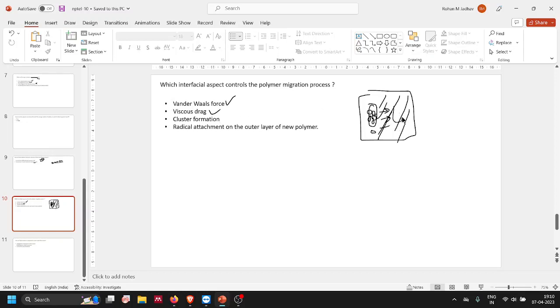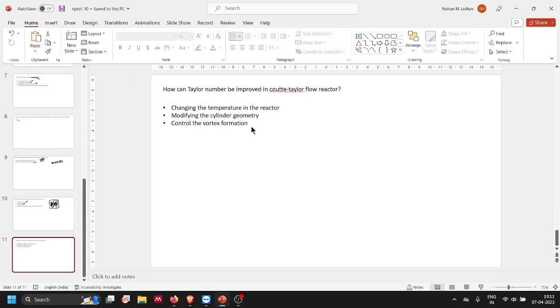And then with van der Waals forces in presence of other clusters, either attractive forces will bring them together to form a bigger cluster, or repulsive forces will drive them away inside the polymer matrix. Radical attachment on the outer layer of a new polymer will only lead to formation of new polymer on the periphery of the particle. So this won't have a role in determining the interfacial aspect of the polymer migration process.